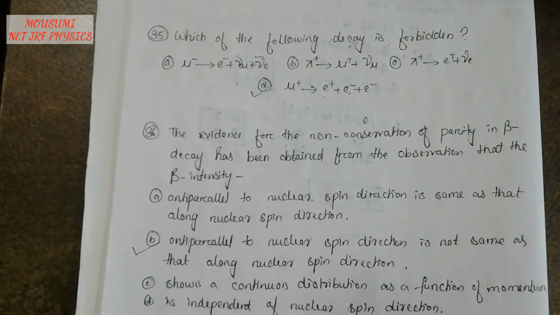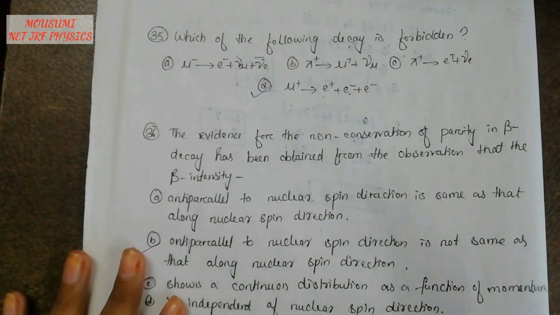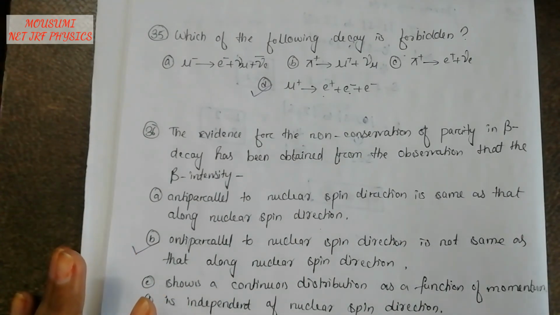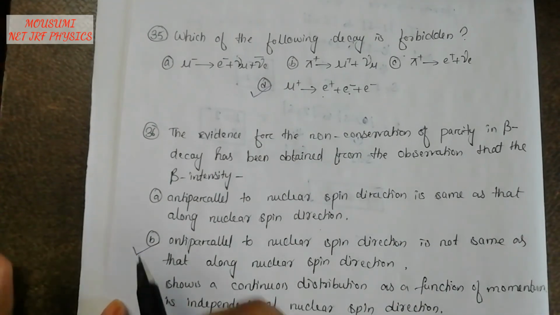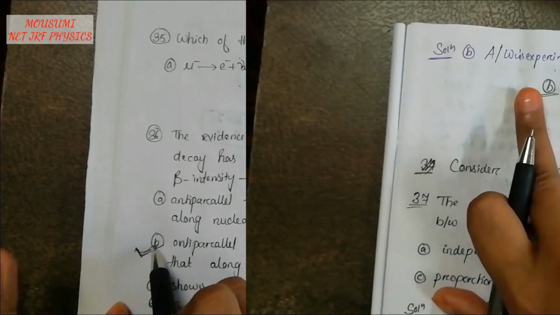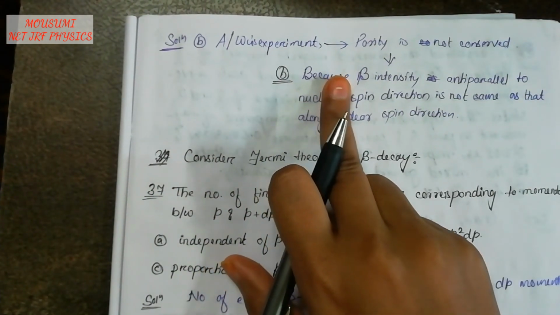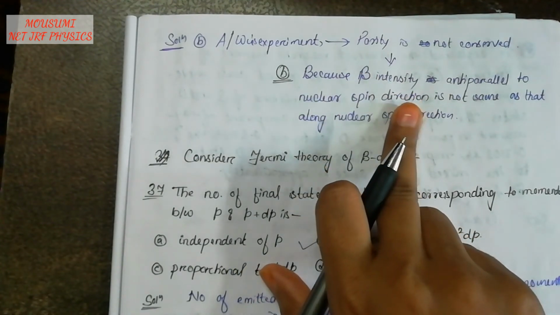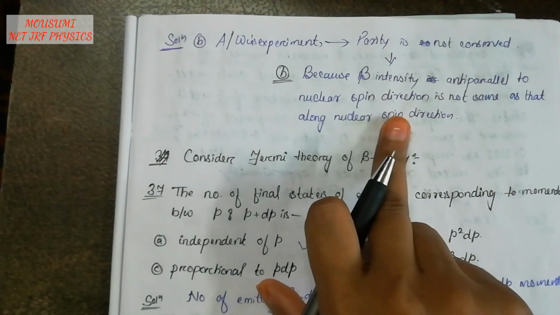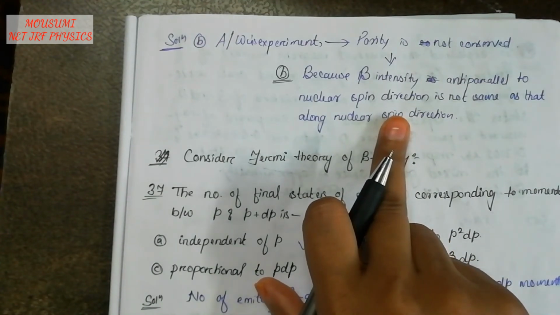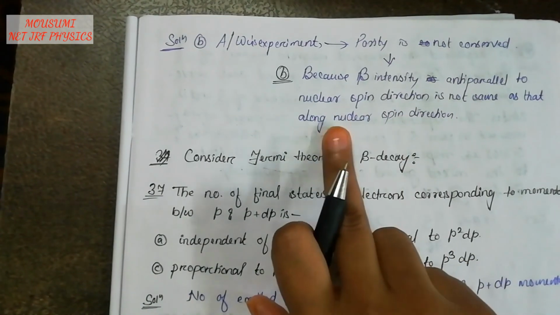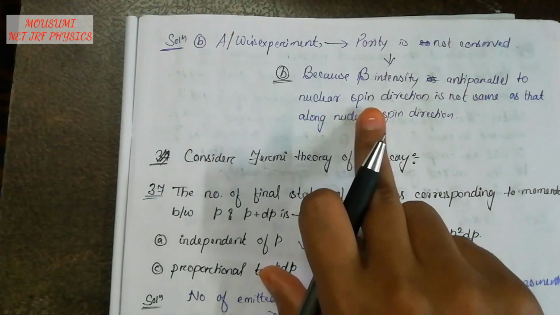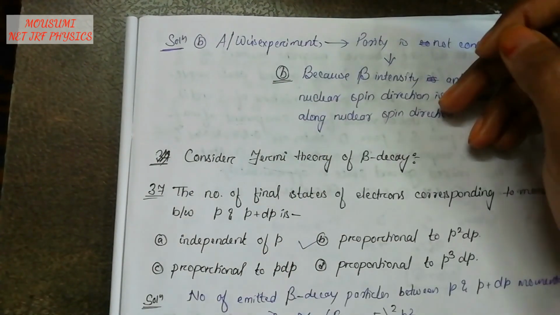This is the reason. If you read the theory of beta decay, it is very simple to see why parity is not conserved in beta decay because of this. From Wu's experiment, we know that parity is not conserved. Wu's experiment says this because the beta intensity anti-parallel to the nuclear spin is not the same as that in the direction of the nuclear spin. So this is the reason. Now let's come to the next question.